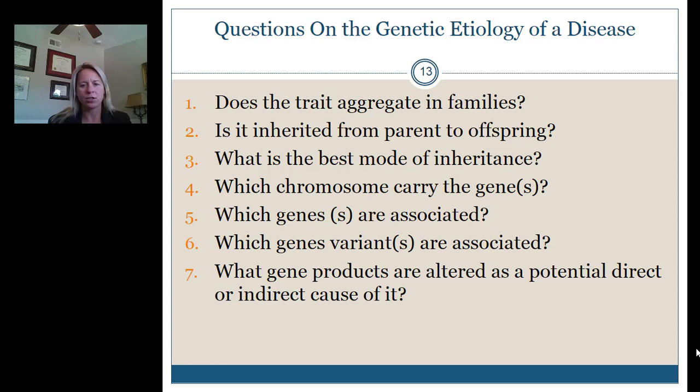phenotypic presentation. So as you can see, we go from high-level relationships of family patterns all the way down to the molecular level, if possible, to understand if there is a genetic relationship, what is the specific genetic process involved and the product from it.